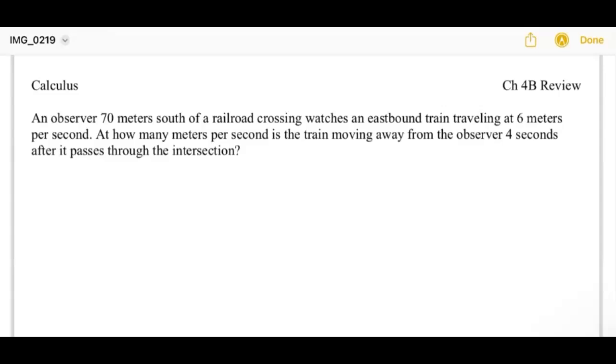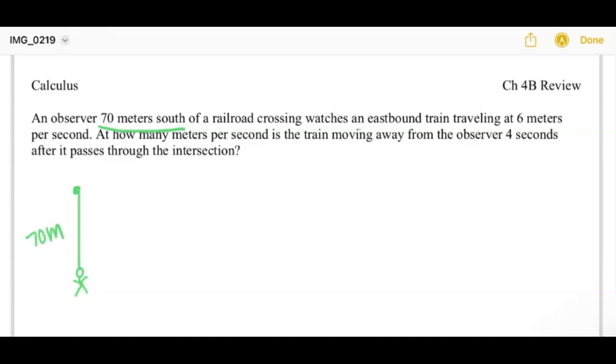All right, we have an observer 70 meters south of a railroad crossing, watching an eastbound train traveling 6 meters per second. Before I read the rest, let's just picture this. If this is the crossing point, the observer is 70 meters south. So this is where our observer is, and 70 meters south.